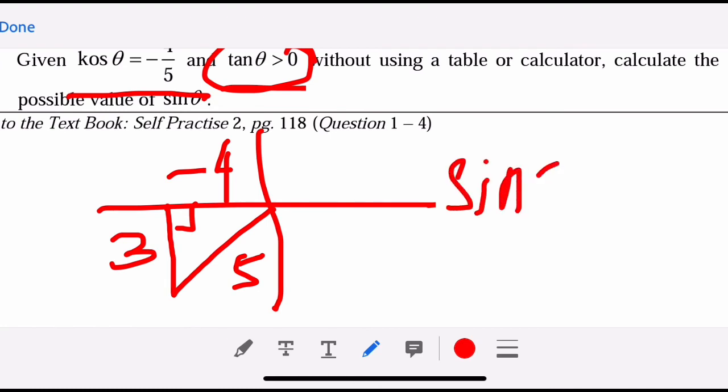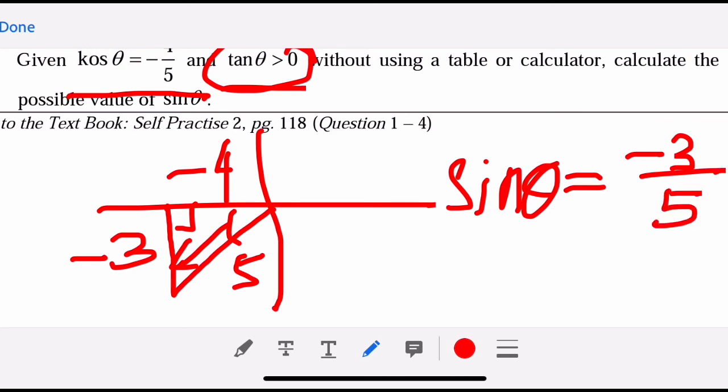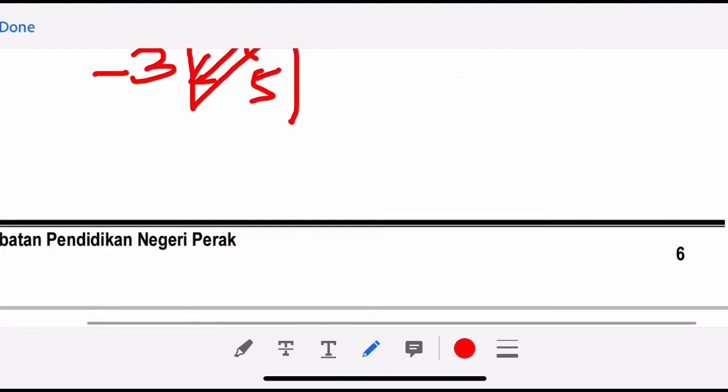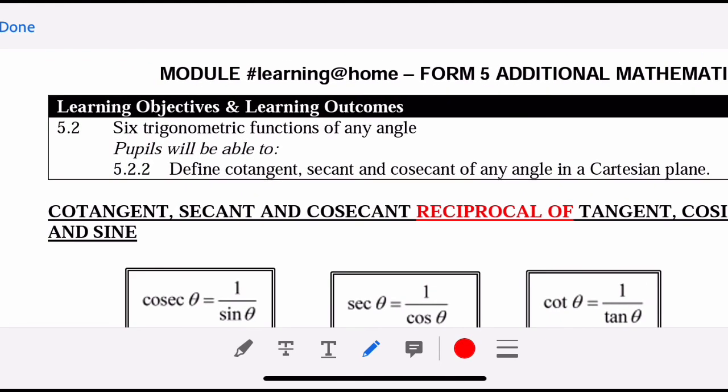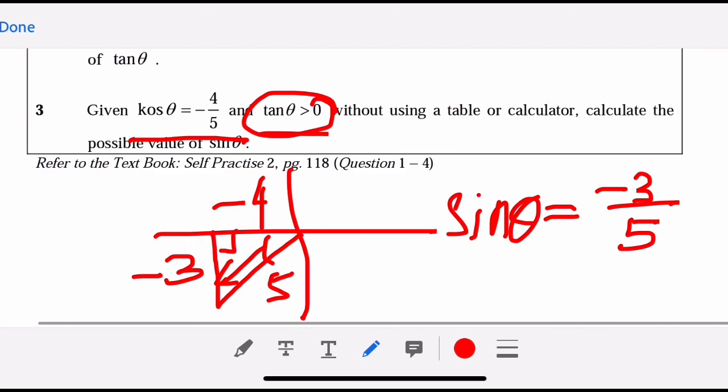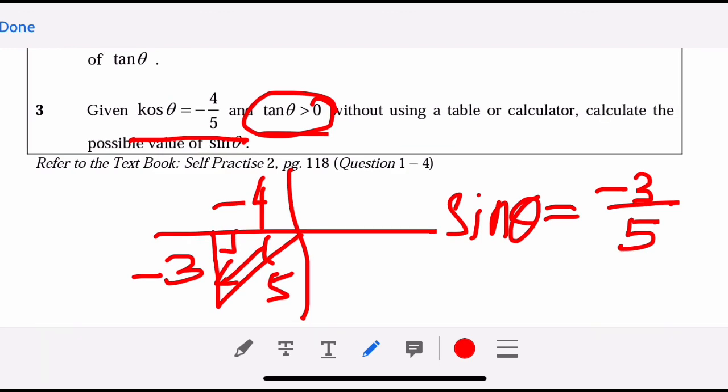Sine theta will be equal to, this is negative, right? In the third quadrant the sine will be negative. This is the answer for the value of sine theta. So that's all about solving problems involving positive and negative trigo ratios based on their quadrant using All Sine Teacher Crazy. For the next lesson, I will introduce to you what is secant, what is cosecant, what is cotangent.